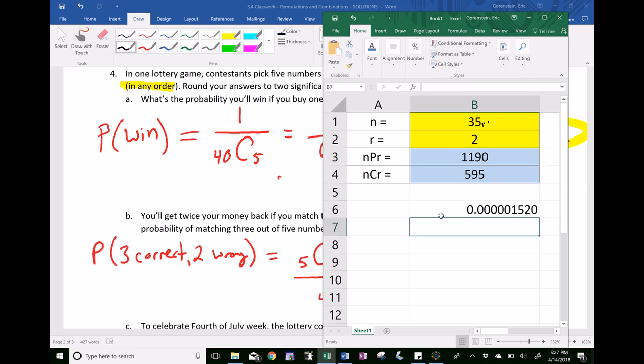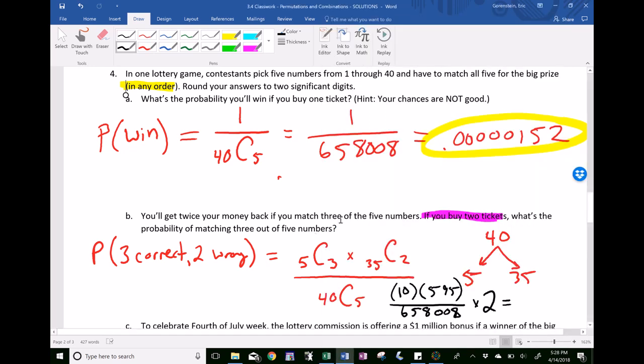Okay, so let's see. We have 10 times 595, and then we're dividing that by 658,008. So that's the probability of choosing 3 correct. And let's take this number and double it. So 0.018. We can leave it at that, 0.018. So that's the probability of winning twice your money back if you buy 2 tickets.